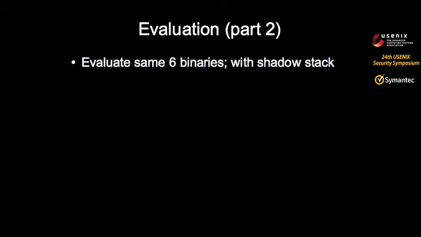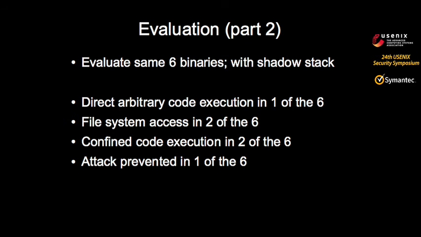So we ran the same evaluation on the same 6 binaries. This time, we put the shadow stack back in and asked, what attacks can we do now? Are there still attacks left over? So here are the results this time. In 1 of the 6 cases, we can now execute arbitrary code. That's better than 3. In the same 2 cases, we can still get arbitrary file system access.